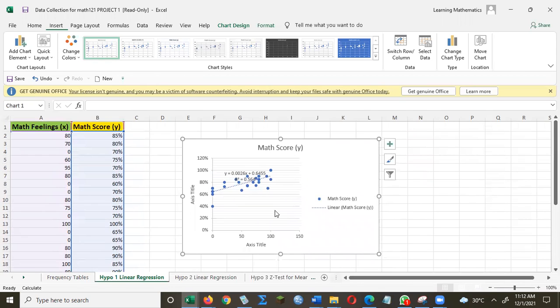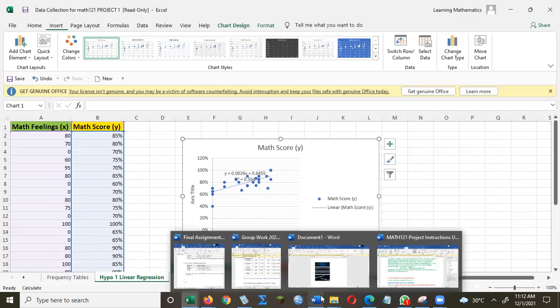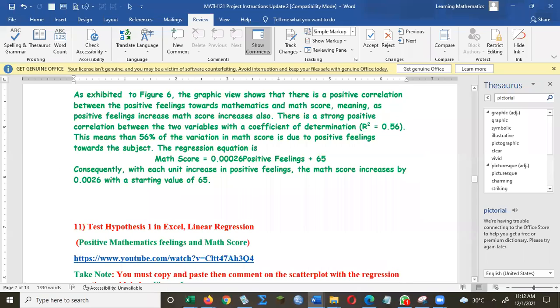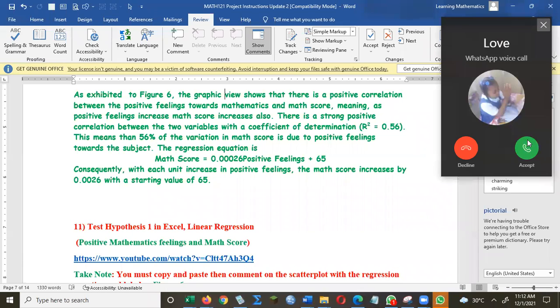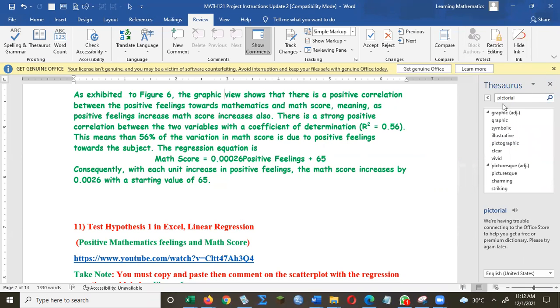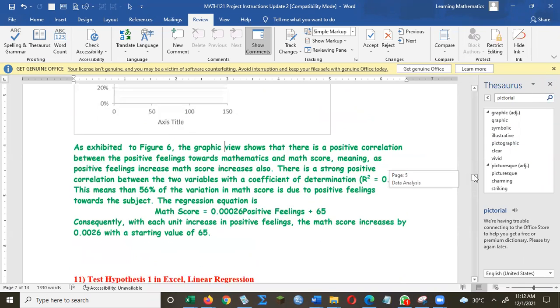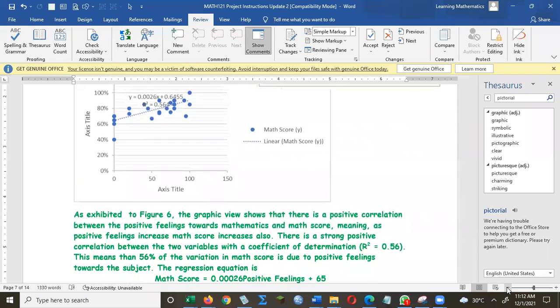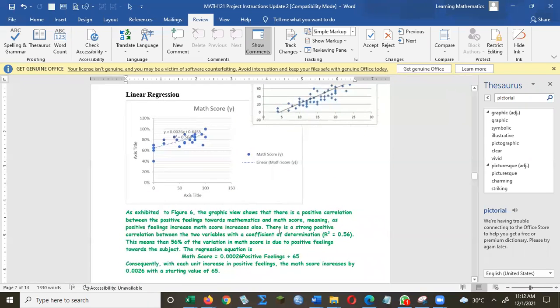So that's what you do for your scatter plot in a nutshell, number 11 and number 12. Okay, so you need to show the regression line. All right, the regression line must be shown, okay, so that you can interpret what is actually going on with those two variables, their correlation and their coefficient of determination.